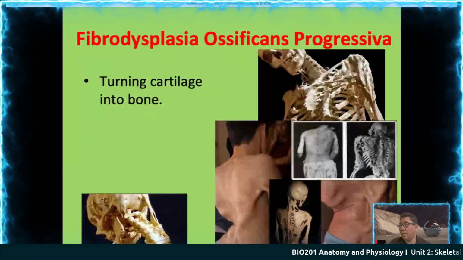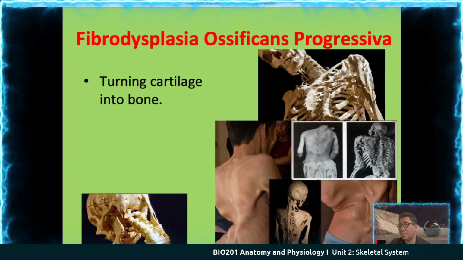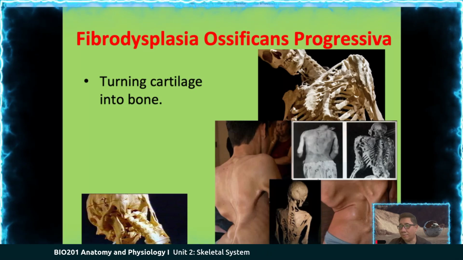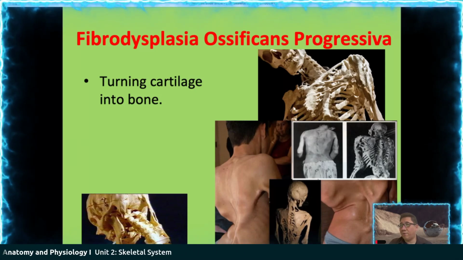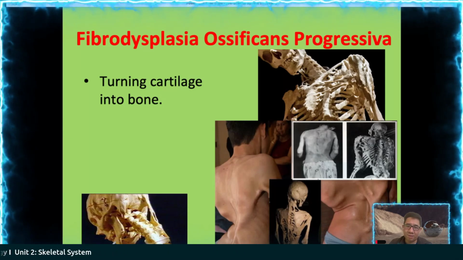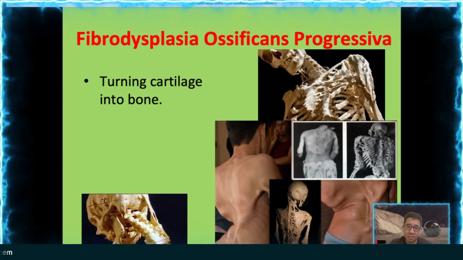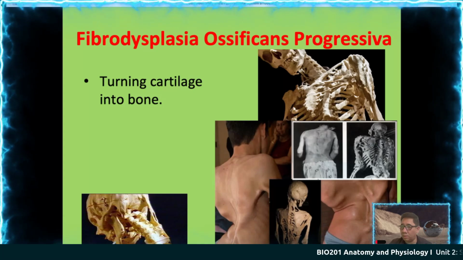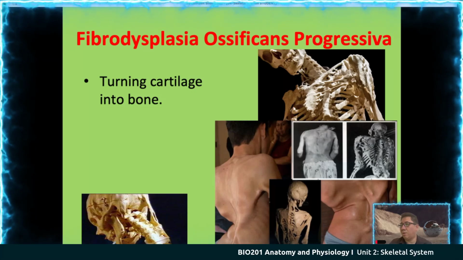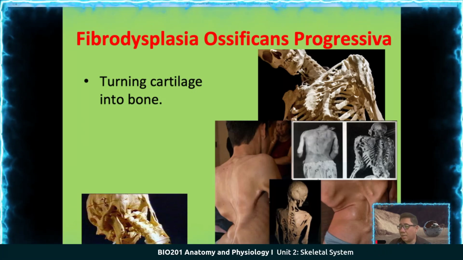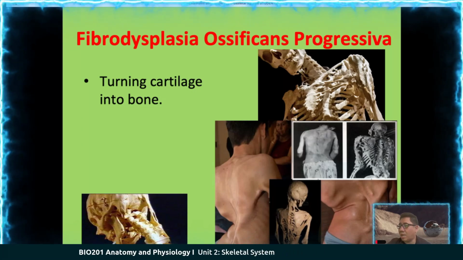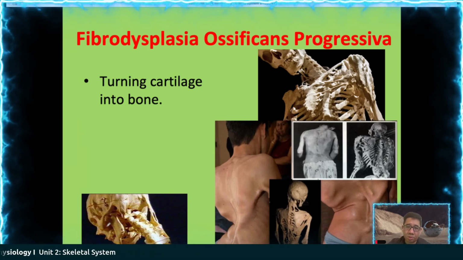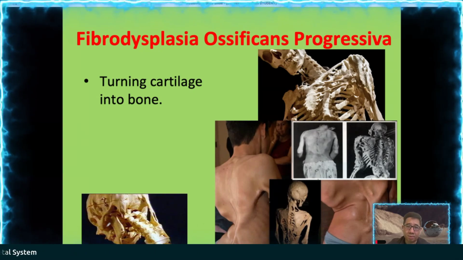Last one is called fibrodysplasia ossificans progressiva. This is basically a disease that turns your cartilage into bone. You are actually turning your cartilage into bone. Again, this is a genetic disease that you are born with, but the condition becomes more pronounced when you become an adult.